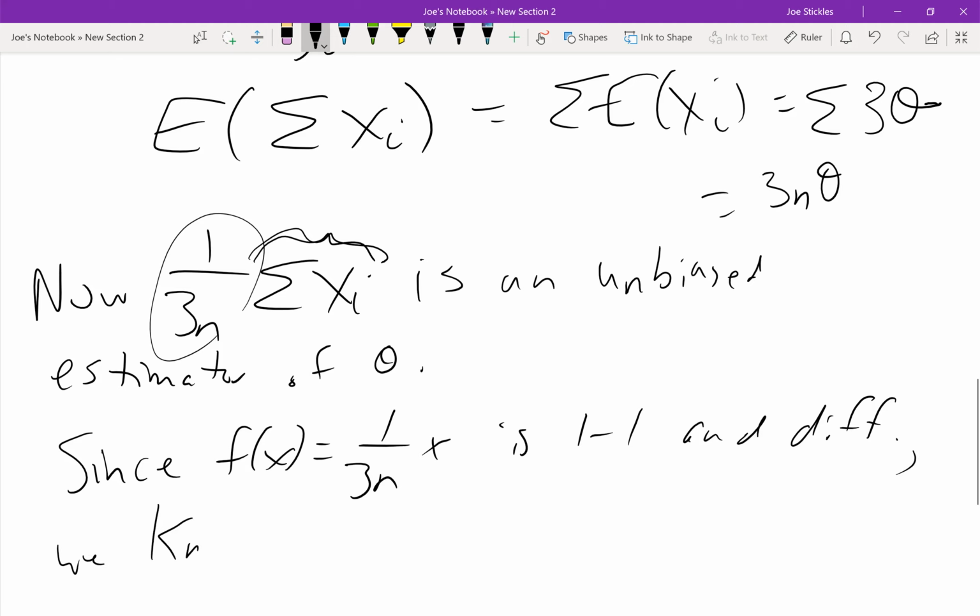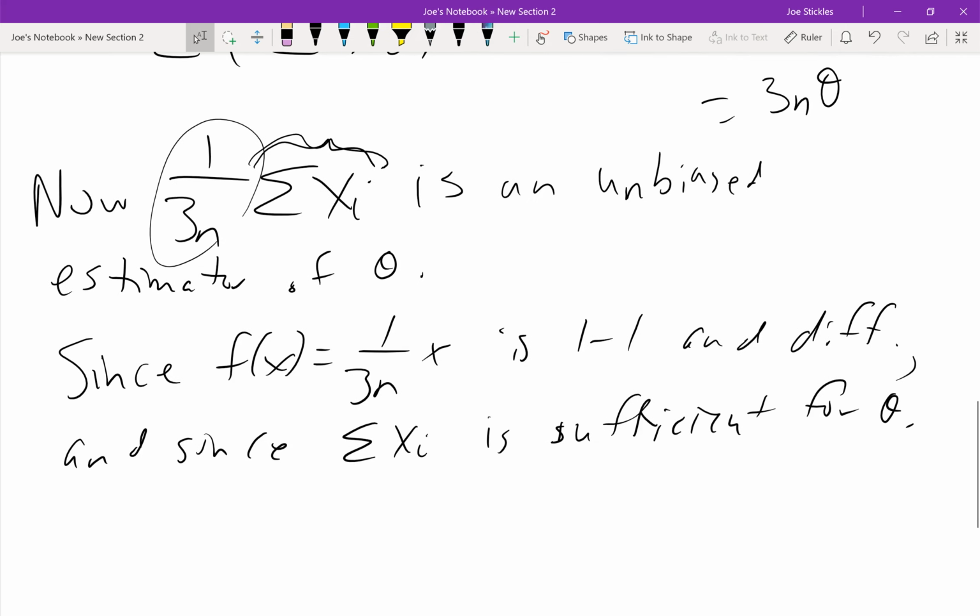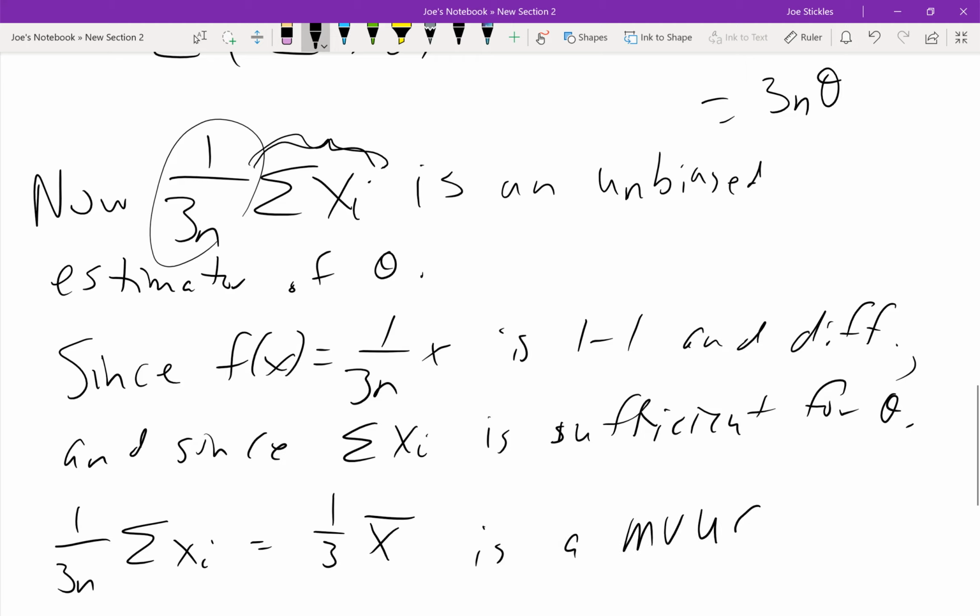we know that, and well, I should say one more piece, and since the sum of x of i is sufficient for theta, 1/3n sum of the x of i's, or 1/3 x bar, is a minimum variance unbiased estimator for theta.